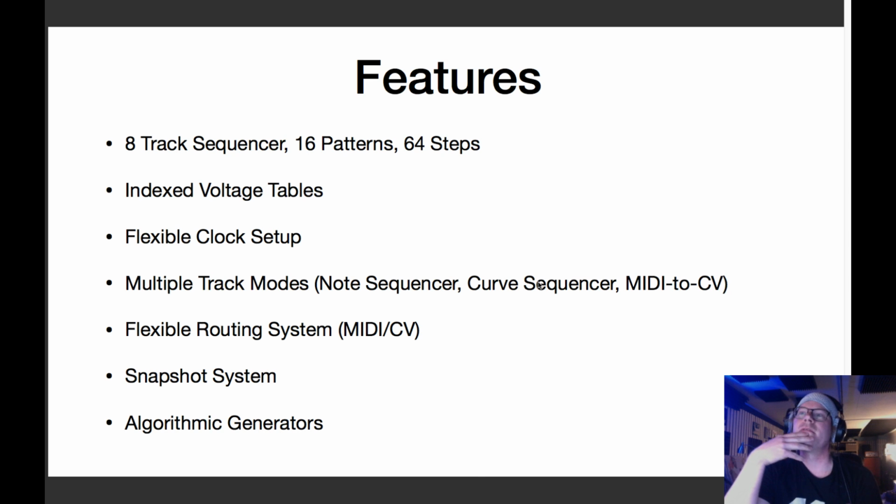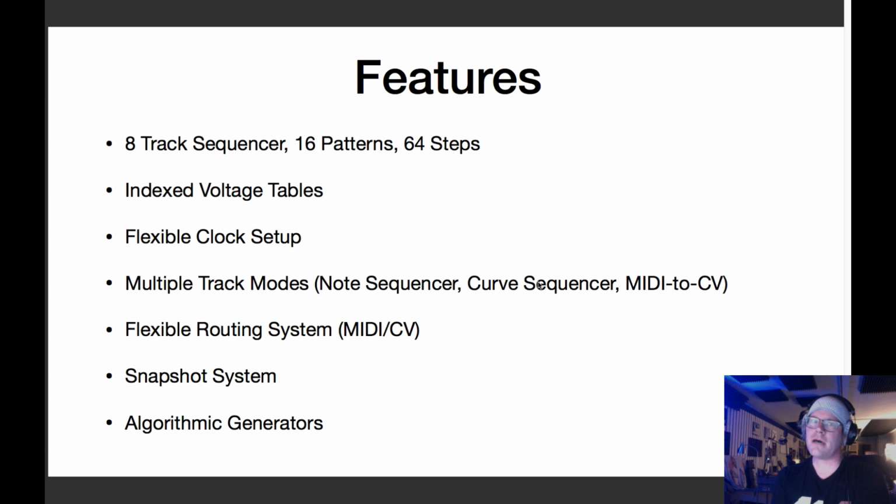So let's talk a bit about the sequencer itself. This is just a very rough overview of the features. Basically it's an 8-track sequencer, so you have 8 gate and CV outputs. Each track has up to 16 patterns or sequences, and each of those sequences is 64 steps long.